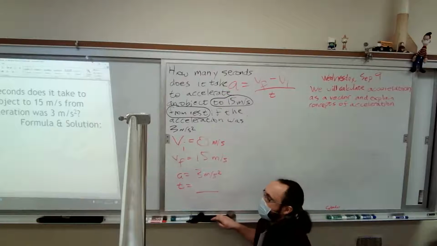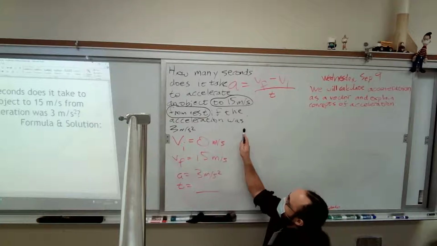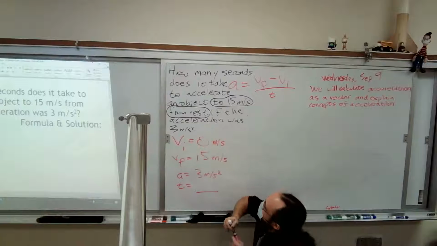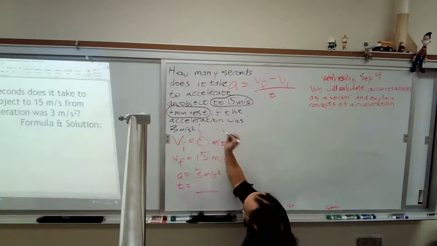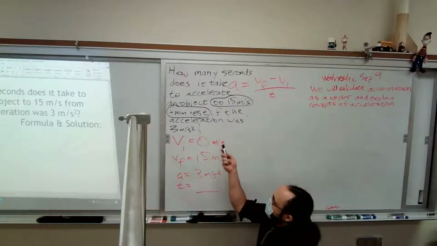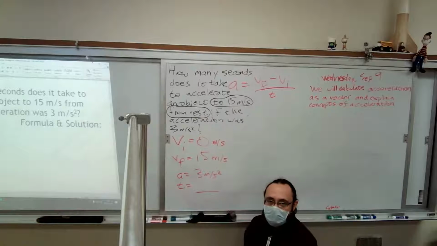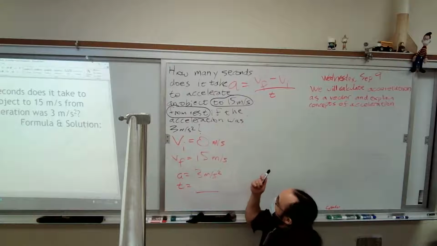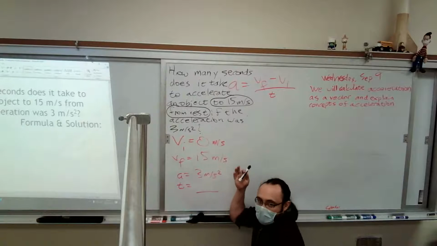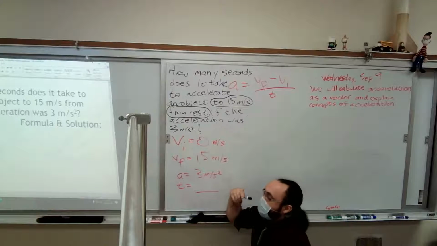Now, with this, you can just think about it to figure it out. It tells you the acceleration was 3 meters per second squared. That means 3 meters per second each second, so this object will speed up by 3 meters per second. At 0 seconds, it'll be going 0 because it says it starts from rest. At 1 second, it'll be going 3 meters per second because it's speeding up 3 meters per second each second.